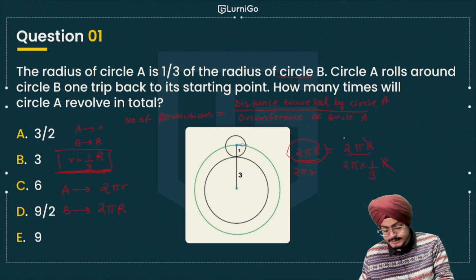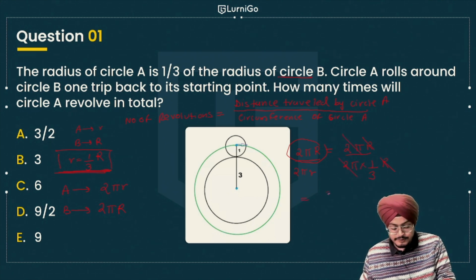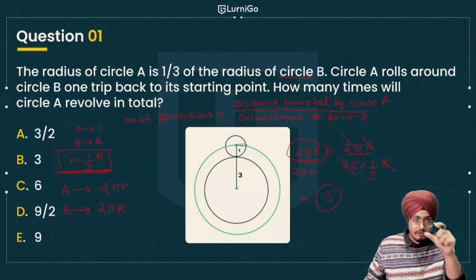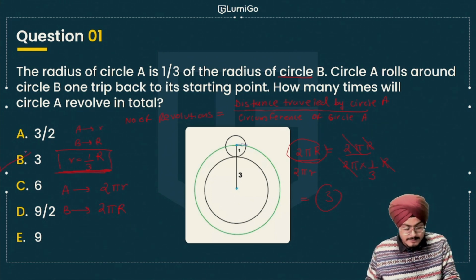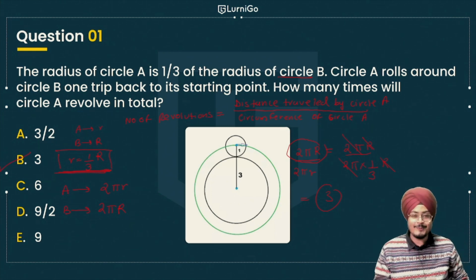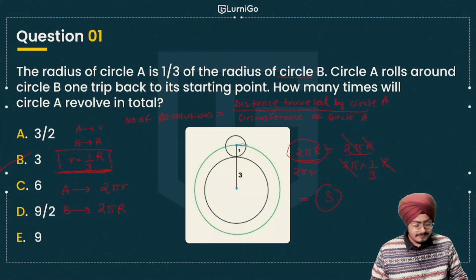R and R cancel out, 2 pi cancels out, and I'm left with 3. So overall 3 revolutions are there that circle A makes around circle B. That means answer B. I hope you also get the right answer. So that's the answer for today's question.